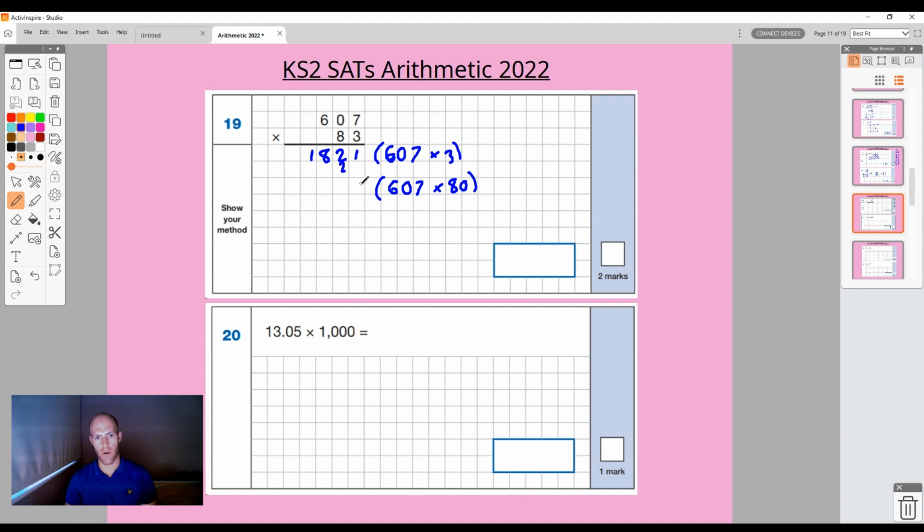Now multiplying by 80. So it's a tens number. So I've got to put 0 in there. 8 times 7, 56. Again, you need to use your times tables. 8 times 0 is 0. Bring up the 5. 6 times 8, 48.